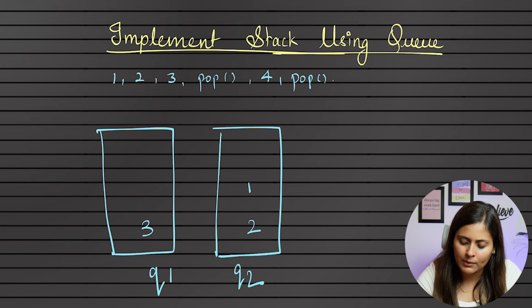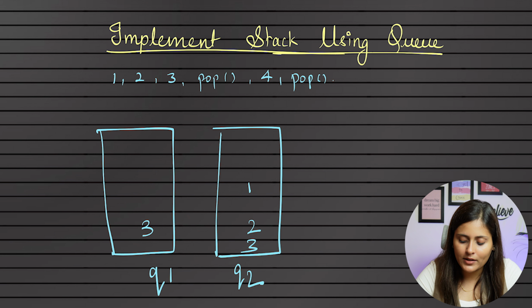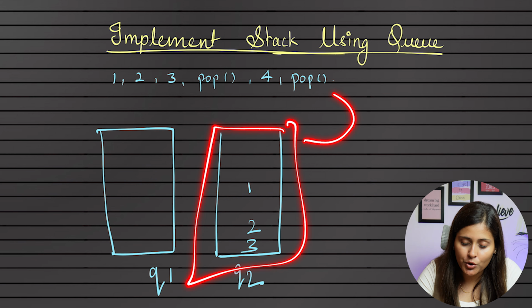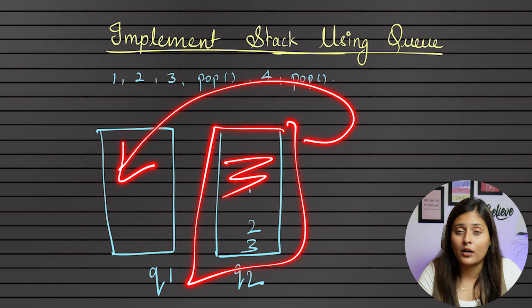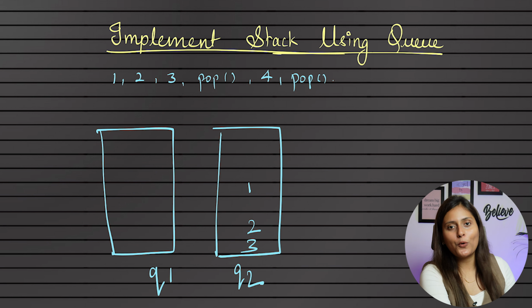If it's pop, remove from here. If it's peek, read it and then again put it here, correct? Why? Because after this, our next job is to just make a copy of Q2 into Q1 and again make Q2 empty. I hope it's clear. Okay, so let's write the code for this as well.